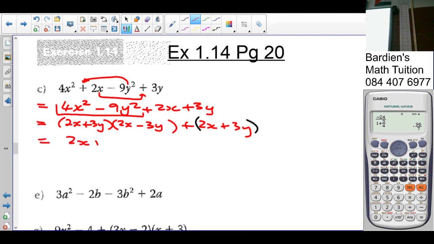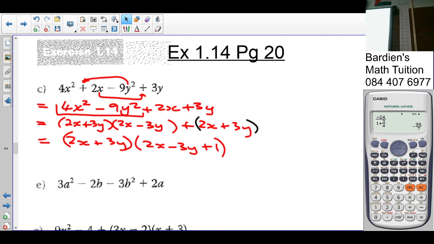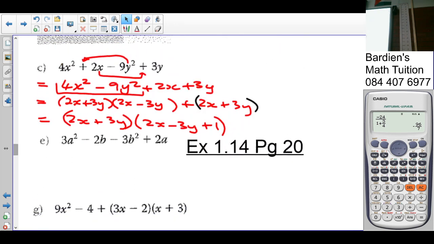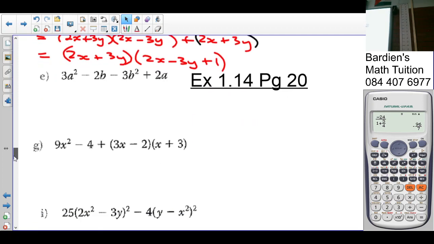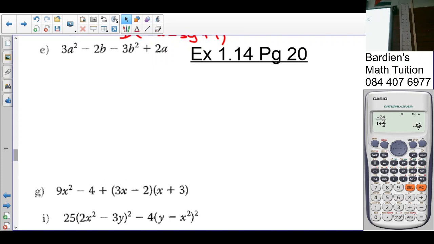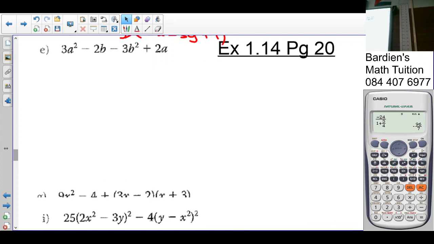So it's going to be 2x plus 3y. What are we then left with? 2x minus 3y plus 1. It did sound like you guys didn't have a problem. Let's look at the next one. Okay, the next one.